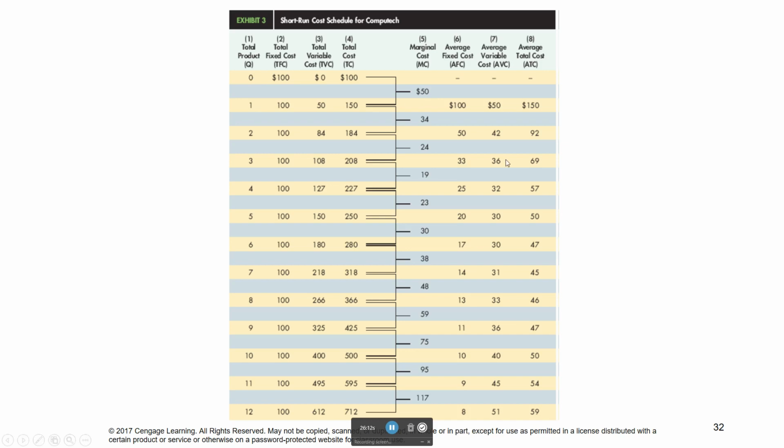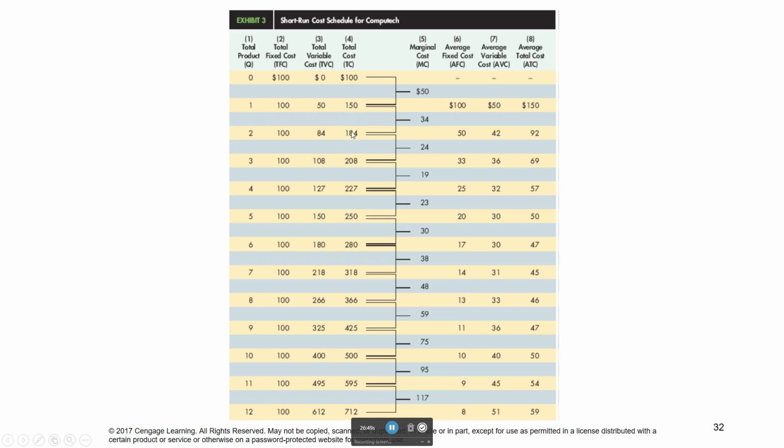My average fixed cost is my total fixed cost at 1 unit of output divided by 1 pizza. That's $100. My average variable costs are my total variable cost for 1 pizza divided by 1 pizza. They're $50. And then my average total cost is $150 in total cost, fixed plus variable, divided by 1 pizza. They're $150.